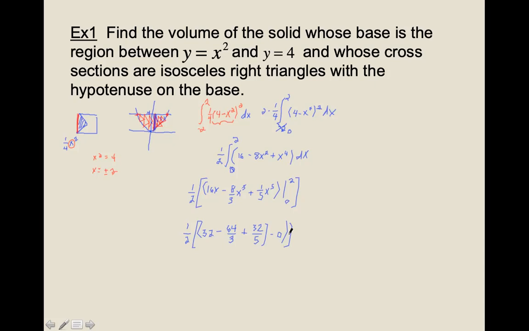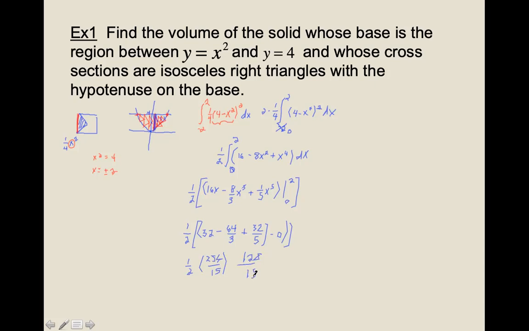Okay, 32 minus 64 thirds plus 32 fifths. So I do that, and I get 256 fifteenths. That's this part. So I have 1/2 times 256 fifteenths. And then 2 goes into 256 128 times. So I have 128 fifteenths.